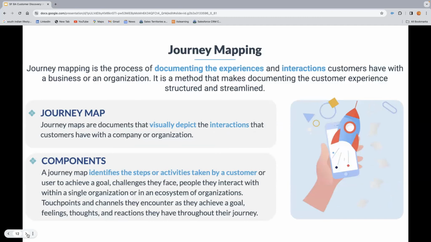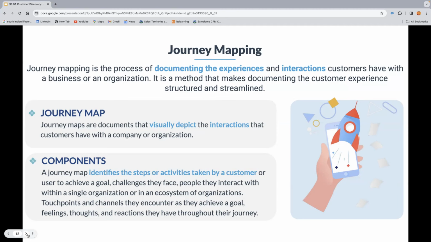Journey mapping. Journey mapping is the process of documenting the experience and interaction customers have with a business or an organization. It is a method that makes documenting the customer experience structured and streamlined. Journey map. A journey map is a document that visually depicts an interaction that customers have with the company or organization.